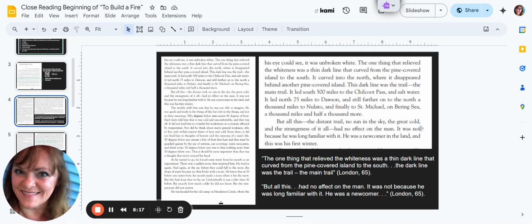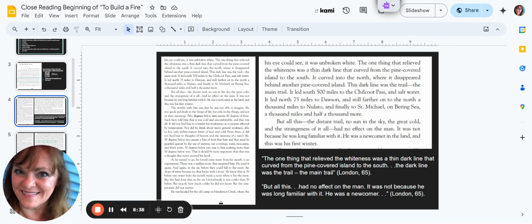"But all this, the distant trail, no sun in the sky, the great cold, and the strangeness of it all, had no effect on the man." Again, maybe it should? "It was not because he was long familiar with it. He was a newcomer in the land, and this was his first winter."